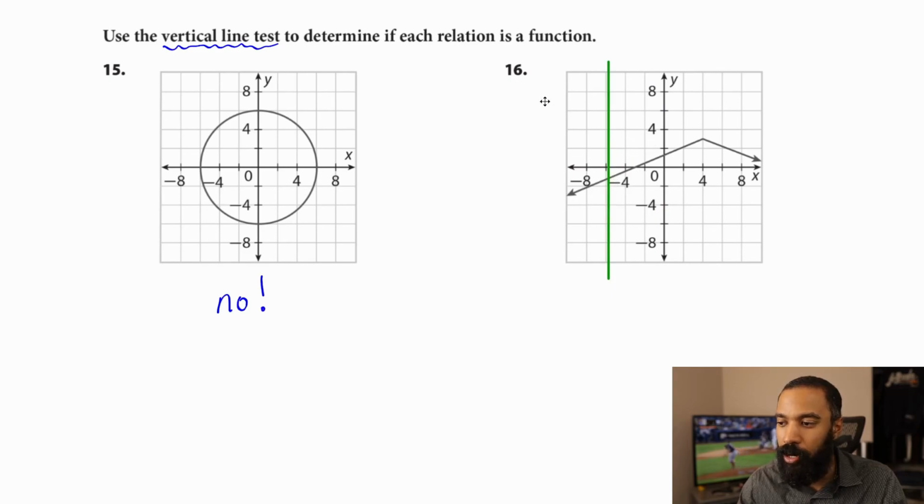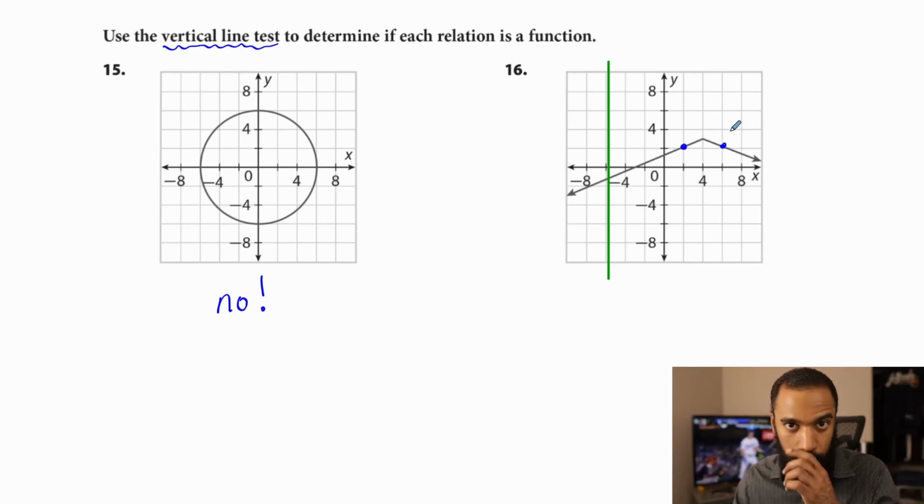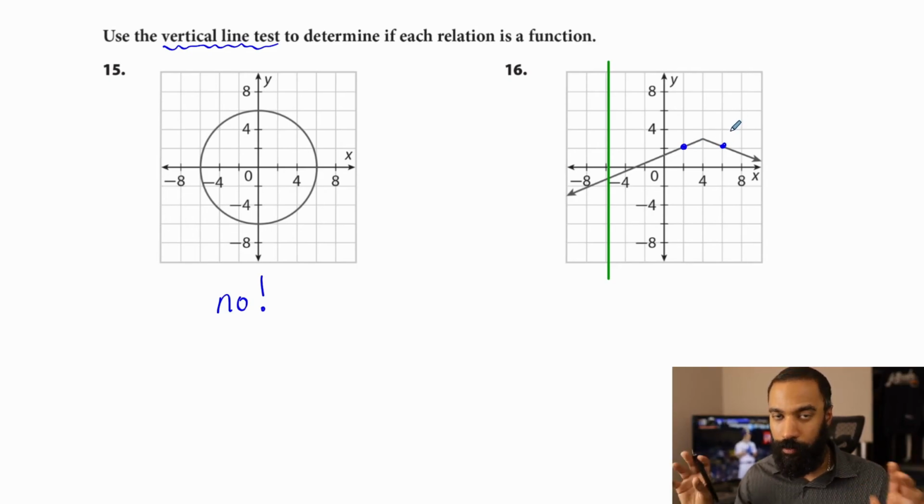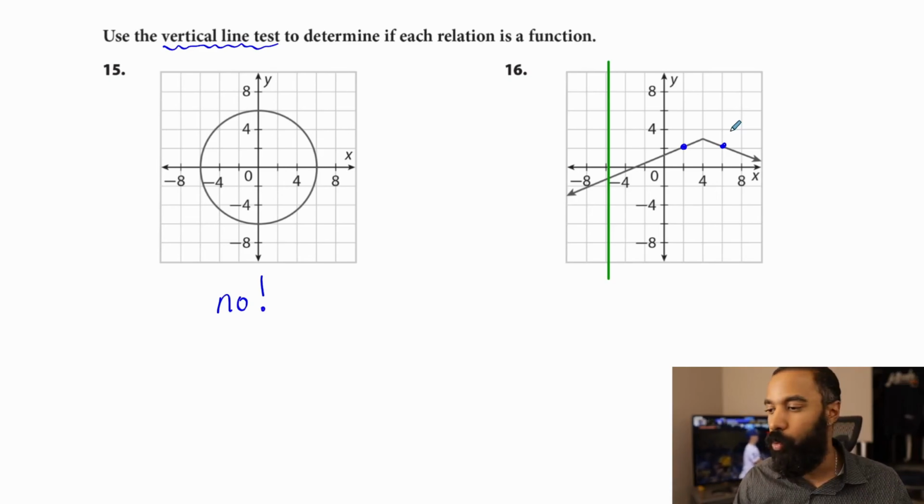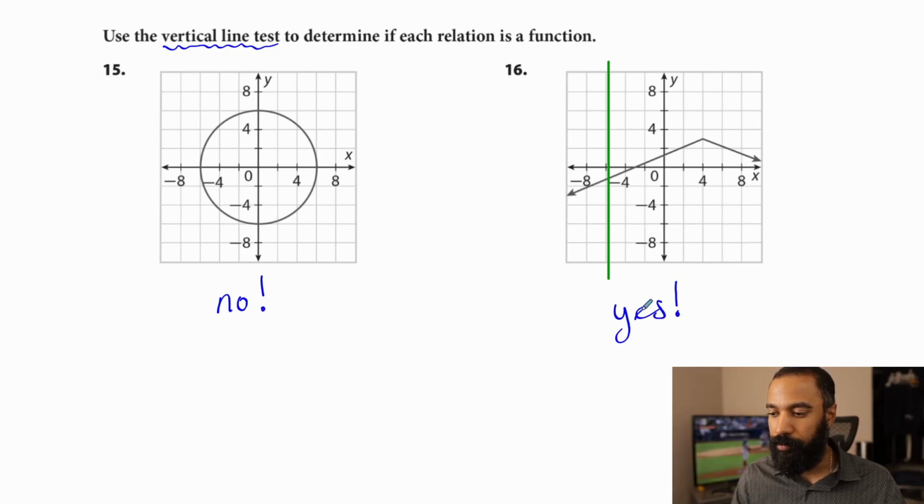Now, you might argue, well, this x value and this x value share the same height. That's okay, that's allowed. You can have two different x's for the same y. You can have the same y, but no one x can have two different y's. So yes, this thing passes the vertical line test.